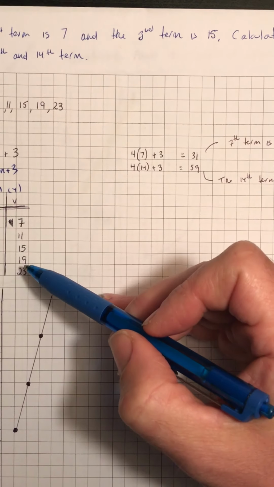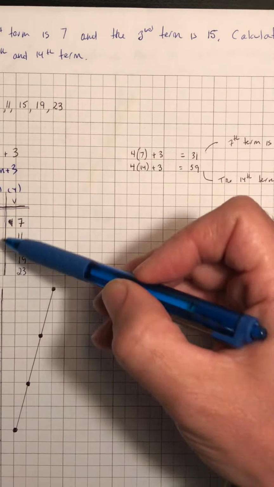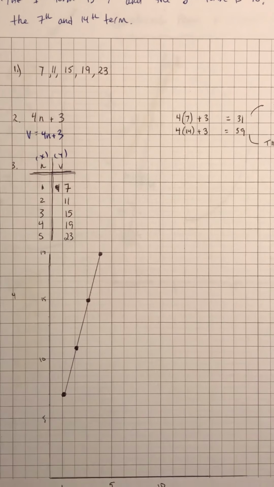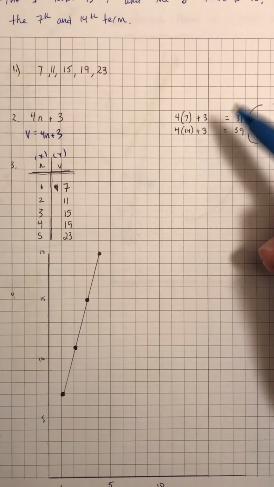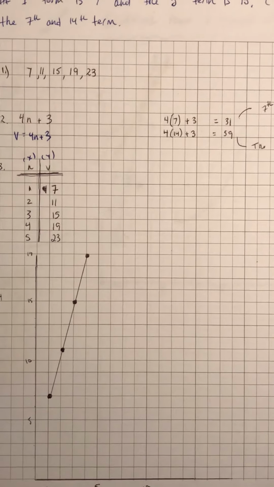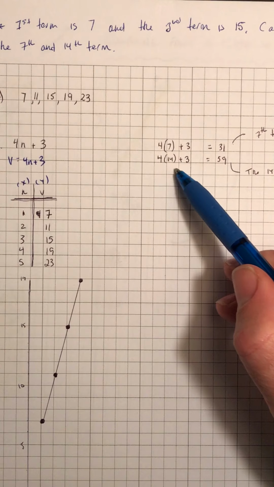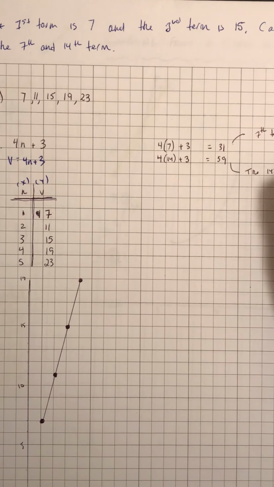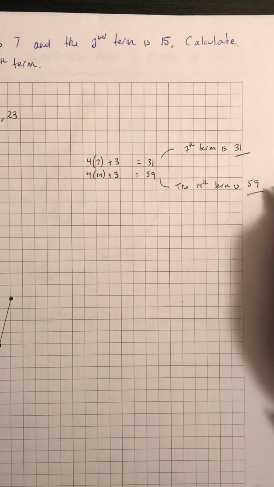For the 14th, that's just going to slot in right there where n is, rather than writing out your entire table of values. Sorry, it's Tuesday morning. First thing, rather than writing it all in the table of values, this is just an easier way to find out what the value is for later terms. So 4 times 14 plus 3 is 59. Okay, so the 7th term is 31, and the 14th term is 59.